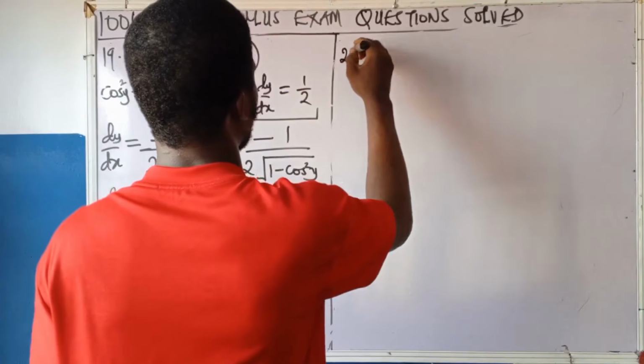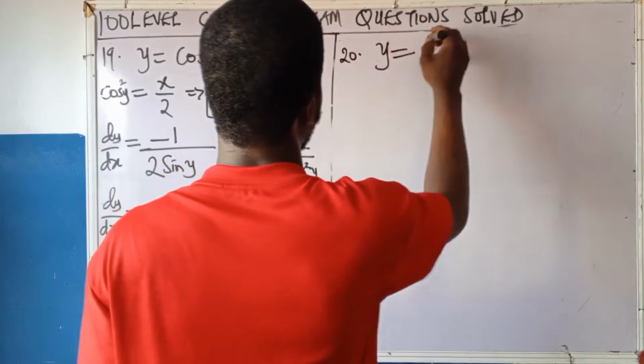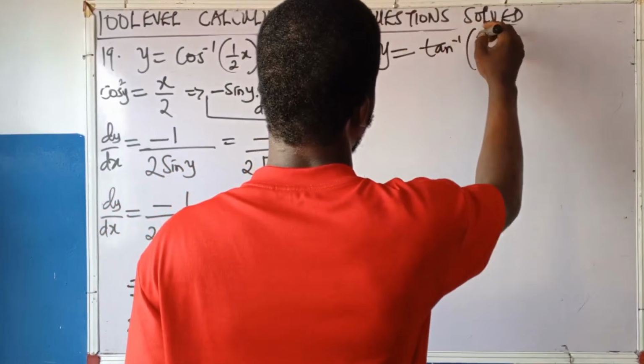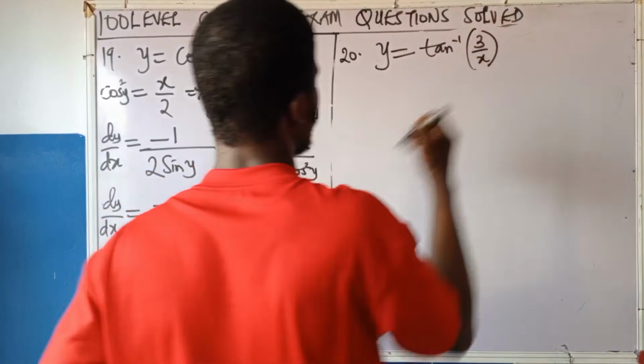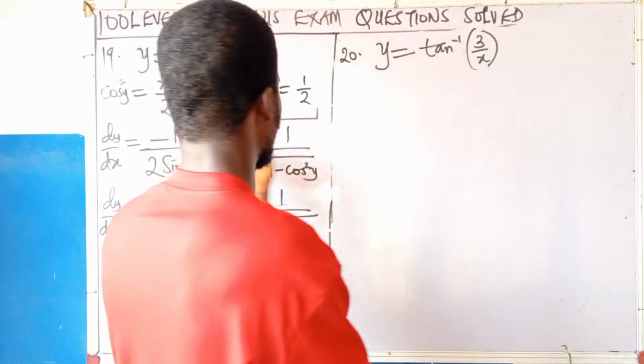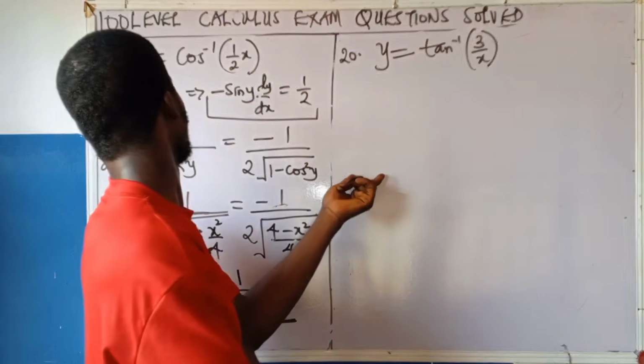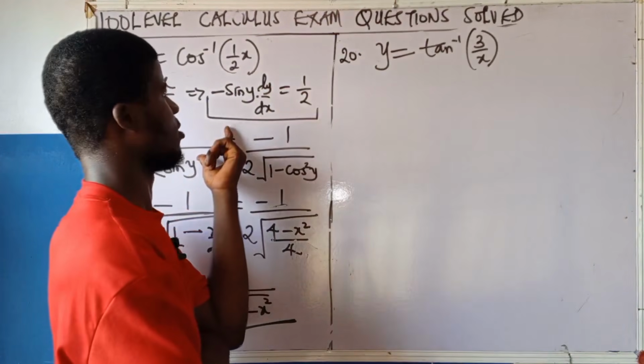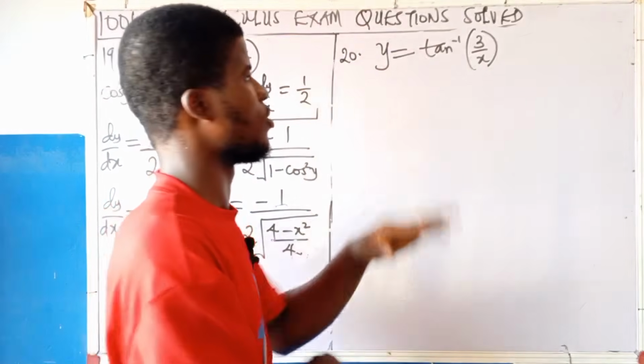Look at this. Question 20. What is the derivative of the tan inverse of 3 divided by x? It's easy. I believe you understand what I did in question 18 and question 19. So in question 20, see what's going to happen.